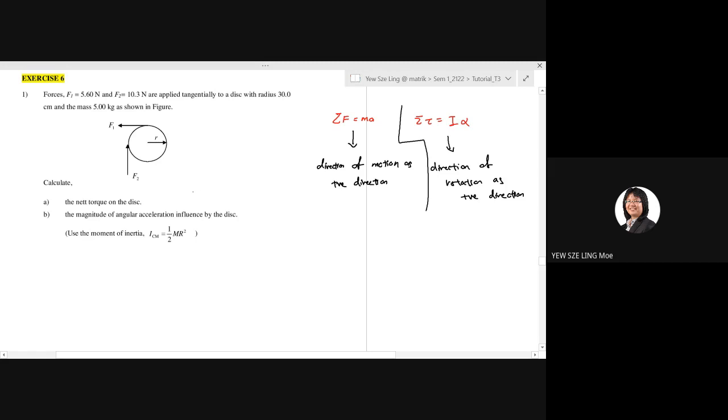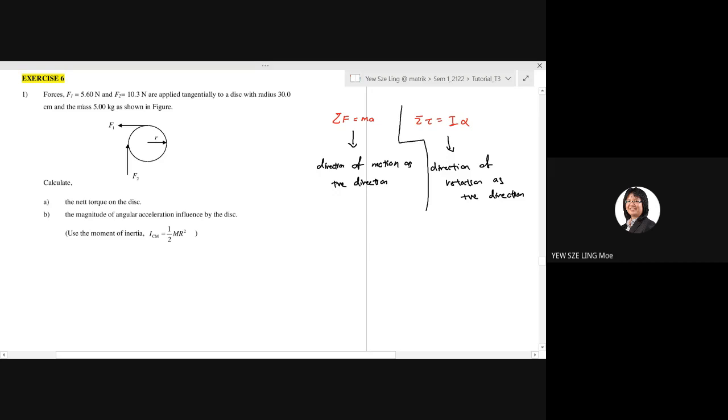Okay, so for linear motion, it doesn't matter whether it's going to the left, to the right, going up or going down. The direction of motion is the positive direction. That is for linear motion. Therefore, when it comes to rotational motion, we take the direction of rotation as the positive direction. So that is the difference between an object that is moving and an object that is not moving.